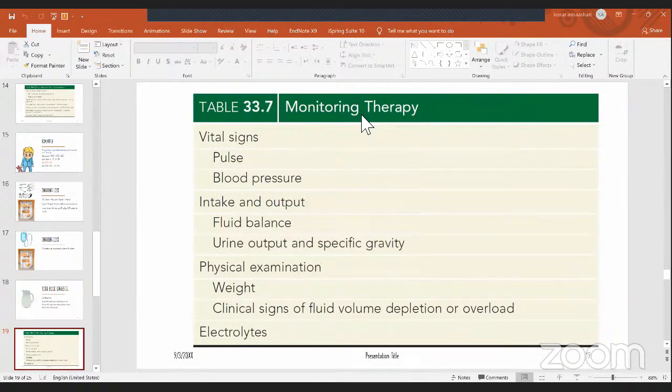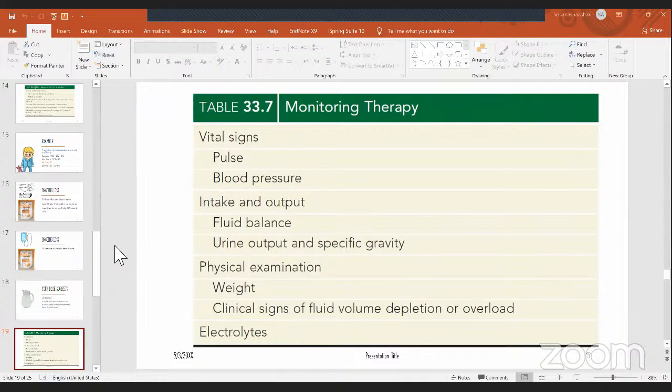Another important thing that you should keep in mind is that the patient who is being kept in the hospital and you're doing IV therapy for this child should be monitored routinely. All these tables are taken from your Nelson Essential book. So your book says that monitoring therapy should include these.